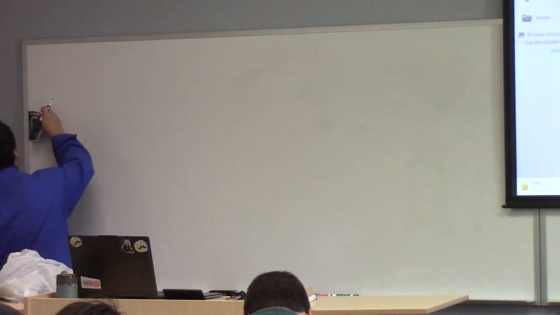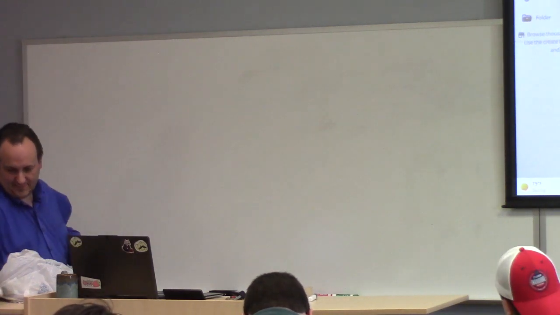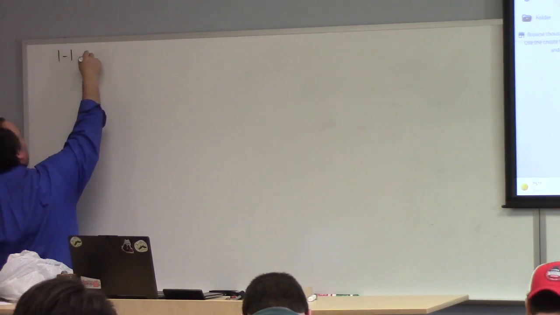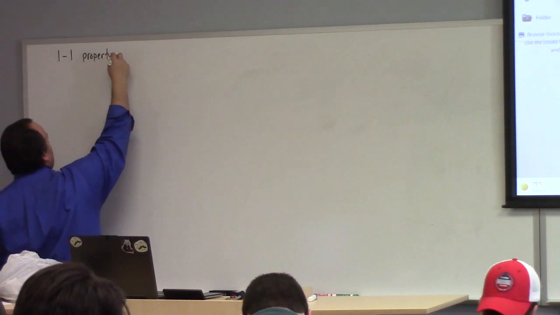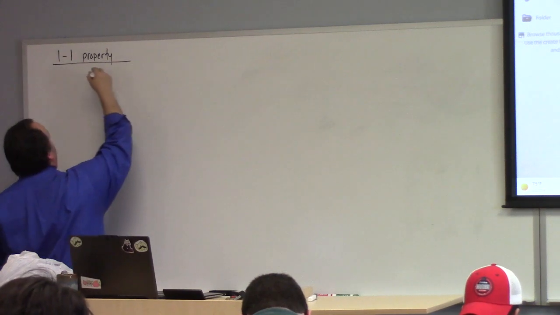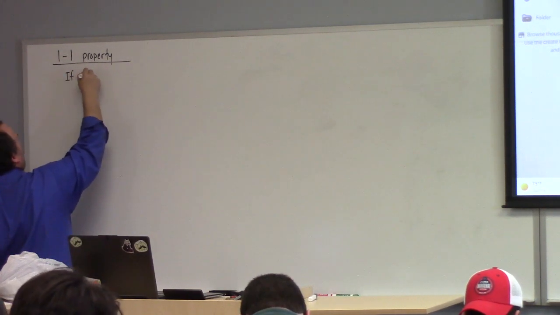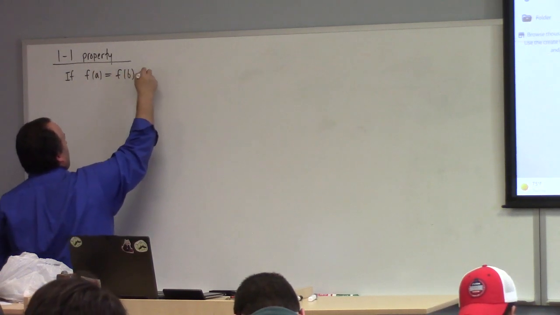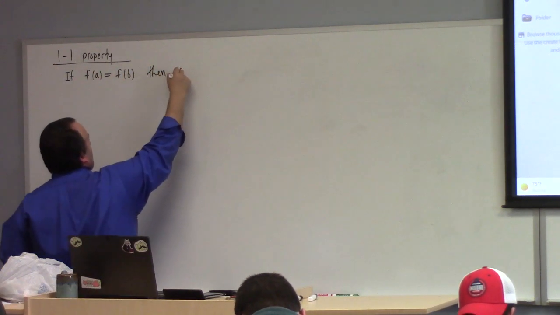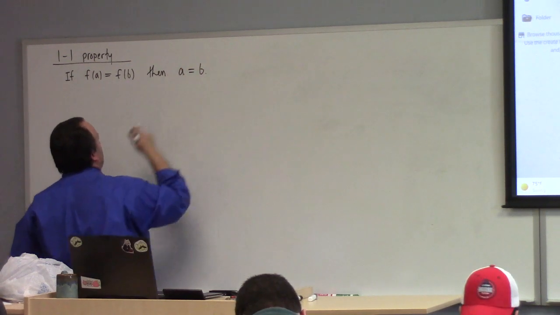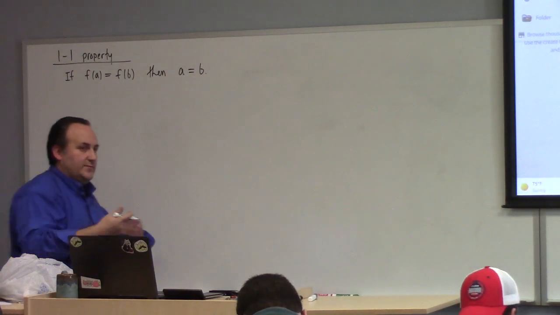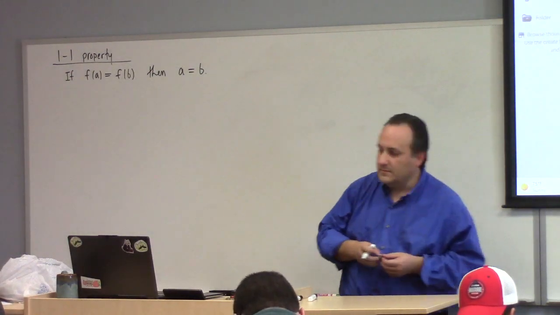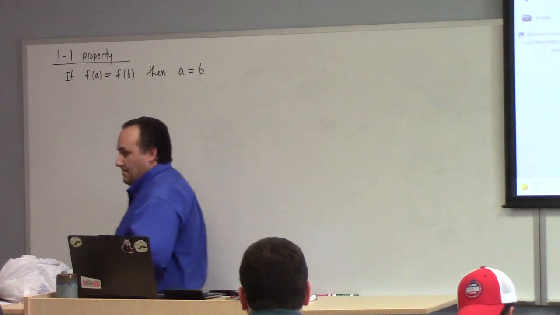So, one-to-one property is this. If f of A is equal to f of B, then A is equal to B. This is the so-called one-to-one property for a function. If you have two outputs that are equal, then the inputs must be the same.